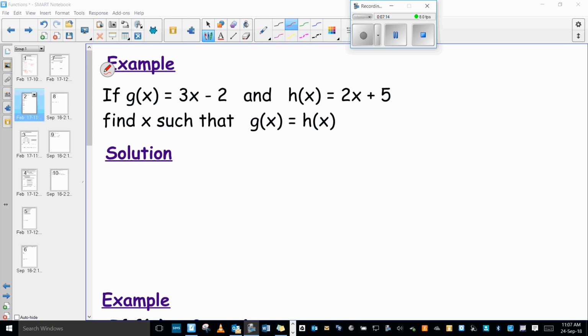Alright, so there we've got an expression for g(x) and h(x). So you will notice sometimes they're f, sometimes they're g, sometimes they're h. They are all just functions. Okay? So they told us that g(x) is 3x minus 2 and h(x) equals 2x plus 5. They've asked us to find x. So what do we think we're going to be setting ourselves up? What are we doing if it says find x?